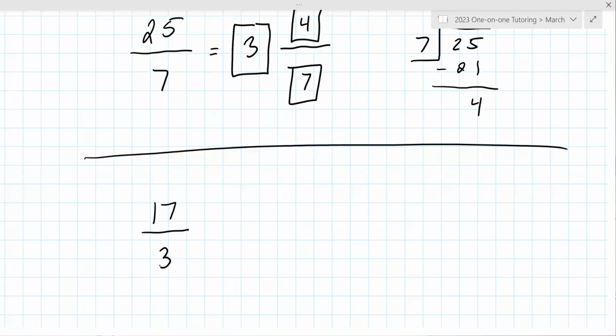Well, because 3 doesn't go into 17, it's closer to 18, right? So I can put that. You choose the smaller number, the one in between the two. So 5.